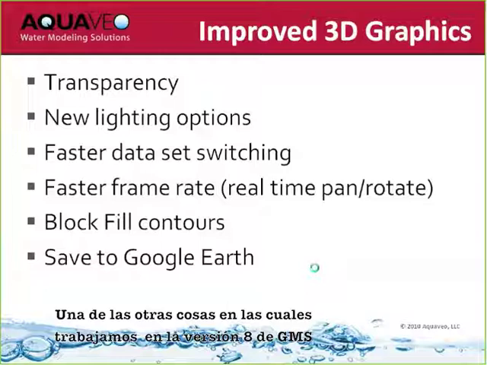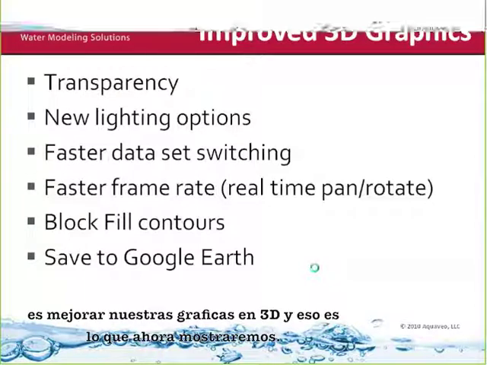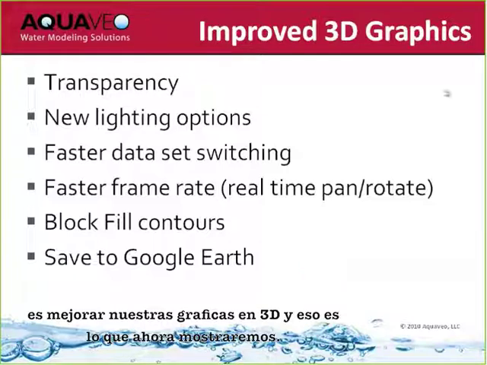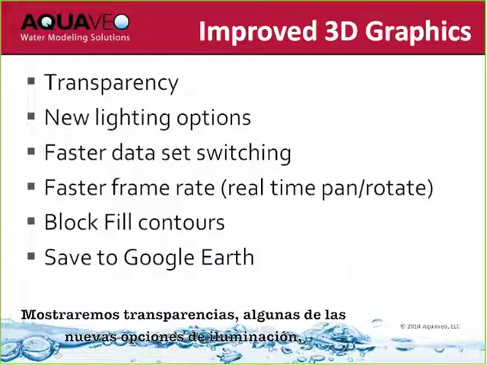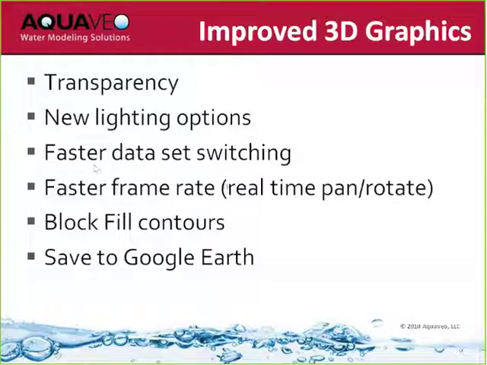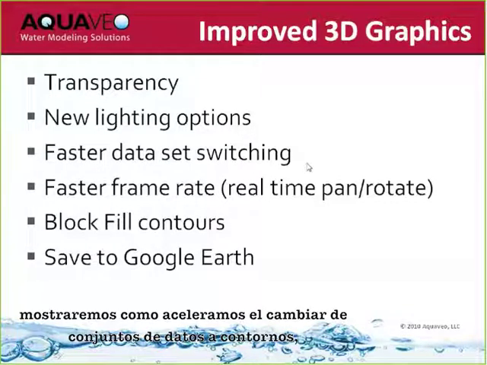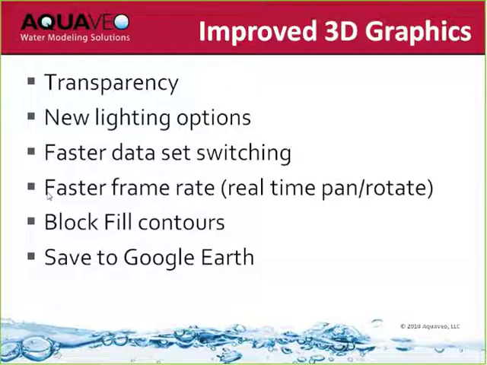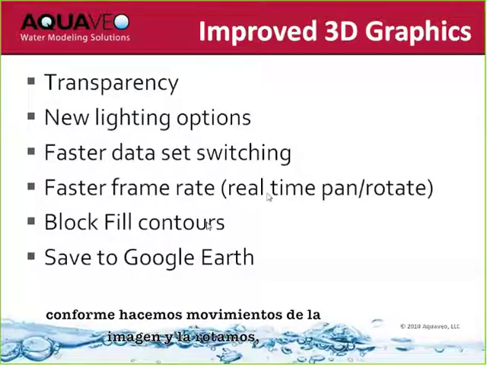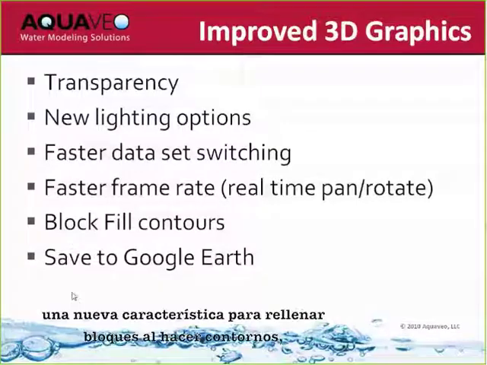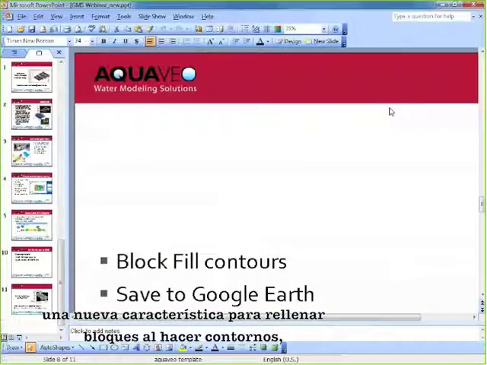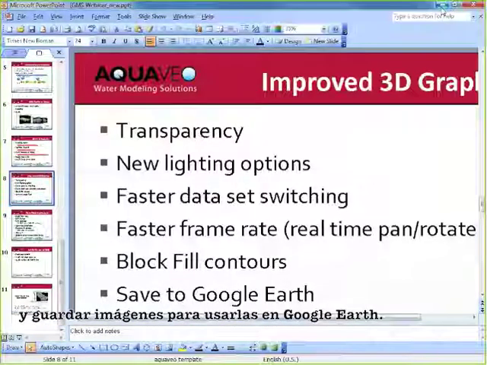So some of the other things that we've worked on in version 8 of GMS is improving our 3D graphics, and we'll show that now. We'll go over showing transparency, some of the new lighting options, show how we've sped up switching between data sets and contouring, the faster frame rate as you pan and rotate, a new feature of block fill contours, and then saving out your images to Google Earth.